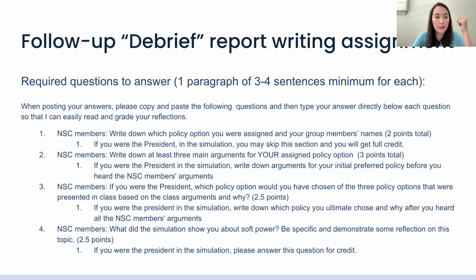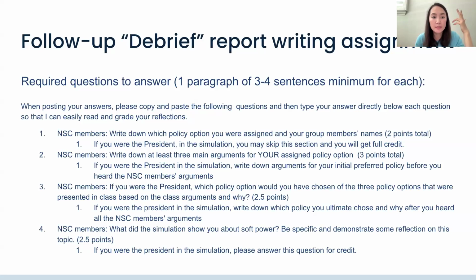So the first question is, for NSC members, write down which policy option you are assigned to, write down your group members' names, and that's for 2 points. And then write down the 3 main arguments for your assigned policy option. If you write all 3, you get 3 points.